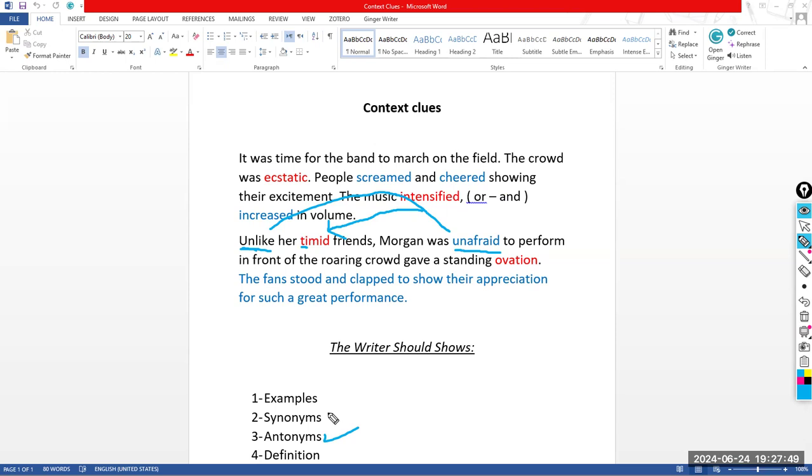Okay, maybe, Malak, the writer is not going to use synonyms. Maybe the writer is not going to use antonyms. Okay, let me complete reading.